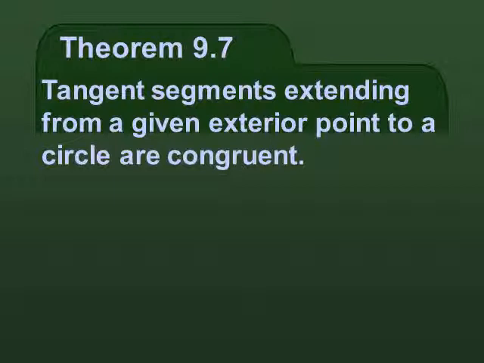So the next theorem is tangent segments extending from a given exterior point to a circle are congruent. So if I have a point outside of the circle, I can actually draw 2 tangent lines that will touch the circle from that point. If you look at page 377, of course, there's the proof for it, and the picture is very helpful.